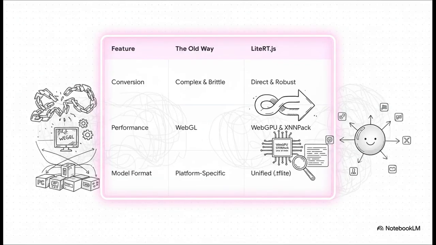So let's just put it all together. The old way, it was a complex, brittle mess of converters stuck on older tech like WebGL and forced you to have separate models for every platform. The LiteRT.JS way, it's a direct, simple, and robust conversion. It's optimized for modern hardware like WebGPU. And it gives you one model file to rule them all. It lets you stop debugging tools and get back to actually building amazing applications.